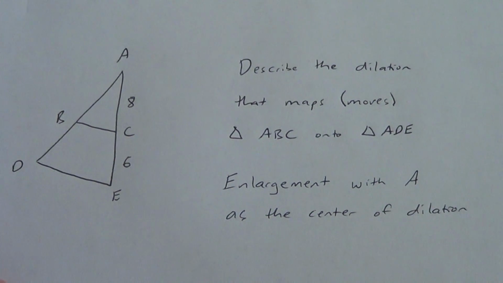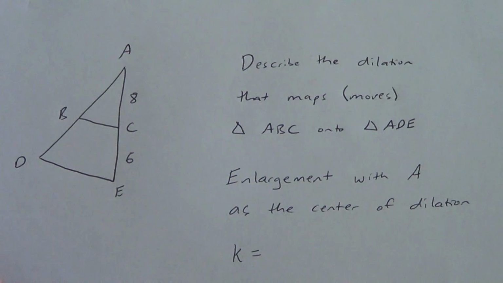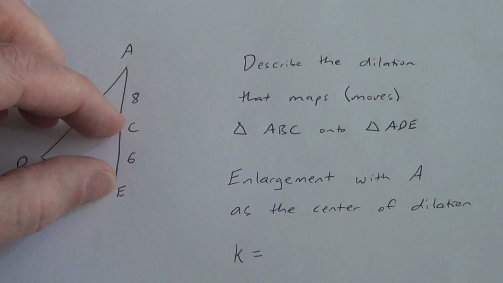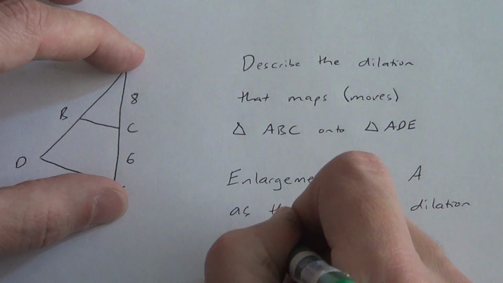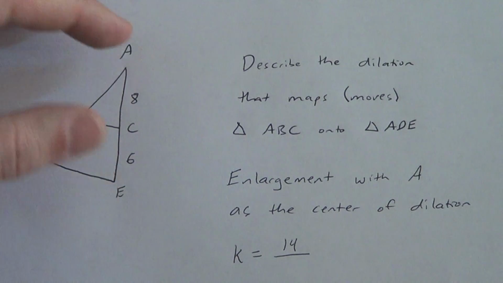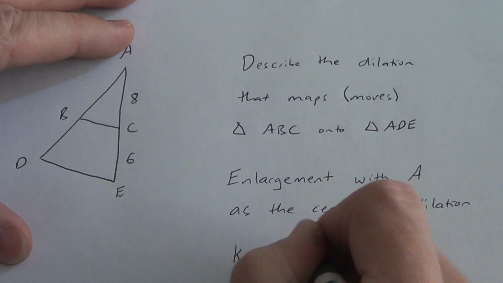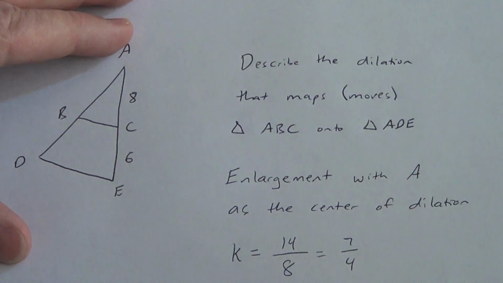The last thing we want to do is talk about K, the scale factor. K equals, remember, new image over old pre-image. So my new distance, the whole thing, not just the 6, since CE is not a side of the triangle, the whole thing is 14, over my old distance that matches with it, which is this 8. So 14 over 8. We reduce that if we can. In this case it reduces to 7 over 4.